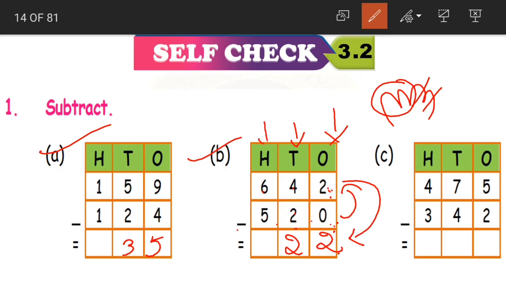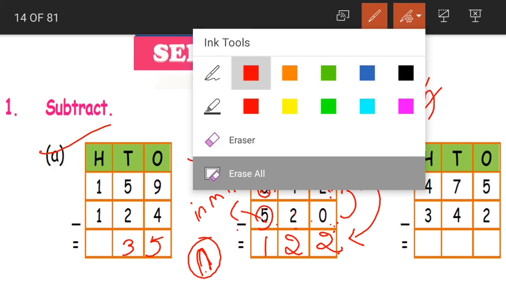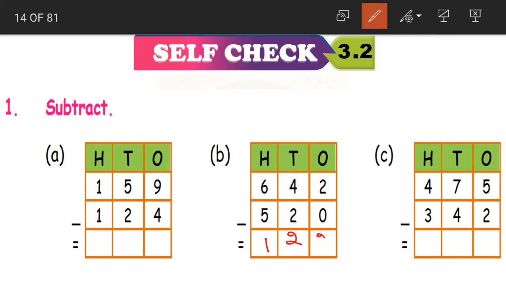Coming to the last place, which is our hundreds place, 6 minus 5. Yes children, we will do it the other way. 6 minus 5, right? Keep 5 in mind, and after 5, start counting. 6. Only one finger, right? We opened only one finger and got our minuend 6. So 6 minus 5 is equal to what? 1. So what is our answer children? For question number B, 122. Clear?